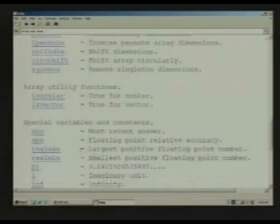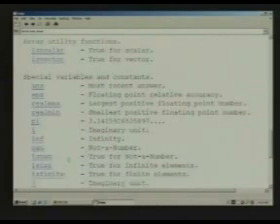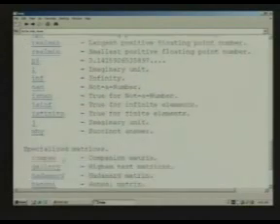Then special variables like ans, eps, realmax, realmin, pi, i, inf, NaN, true. Then logical operators like isnan, isinf, isfinite. Then again imaginary answers, then why, which will give you some funny answers.